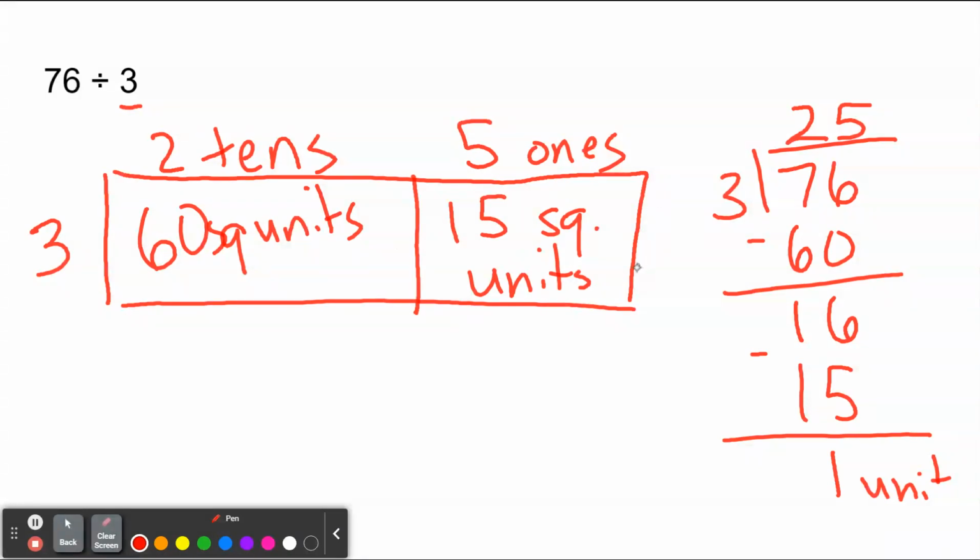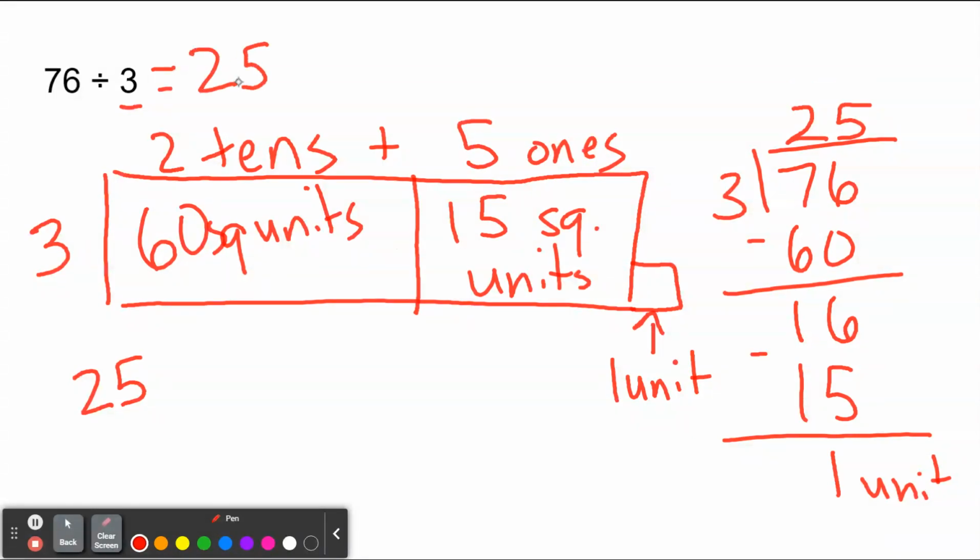Okay, so now we've got to go ahead and represent that, and this is 1 unit. So now we can see that if we take 76 divided by 3, we have 25 because we have 2 tens plus 5 ones, which is going to give us 25. So 76 divided by 3 is going to give us 25, but we have a remainder of 1. So our quotient is 25 with a remainder of 1.